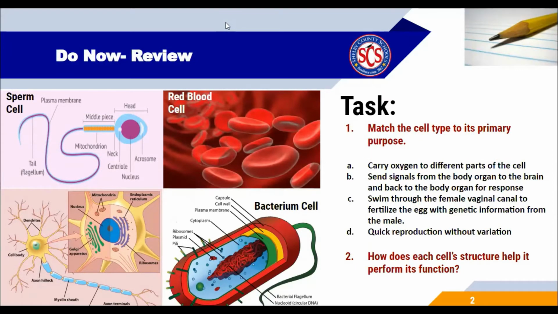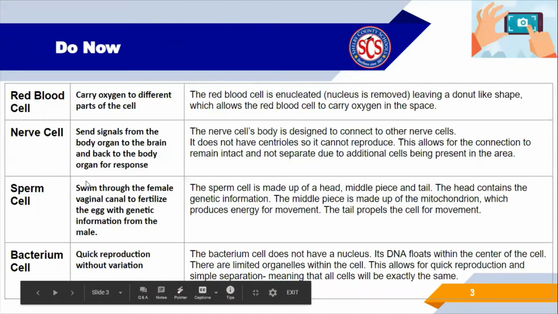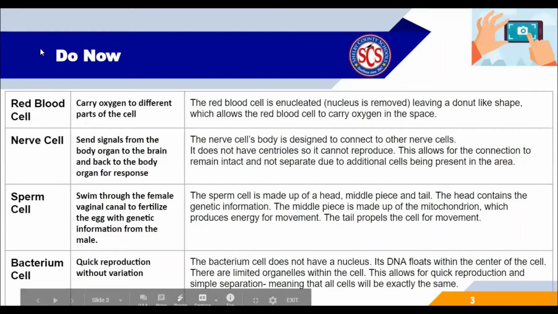Okay, guys, hopefully you were able to match the cell type to its primary purpose and then identify how each cell structure helps it to perform its function. Take a look at your responses and let's compare it to some of these possible responses.